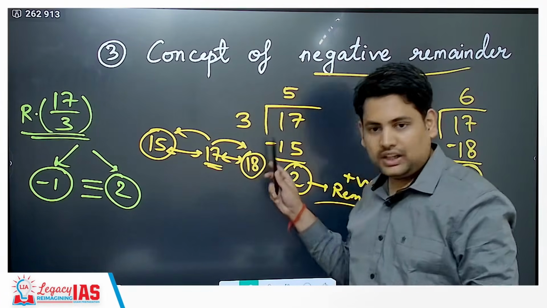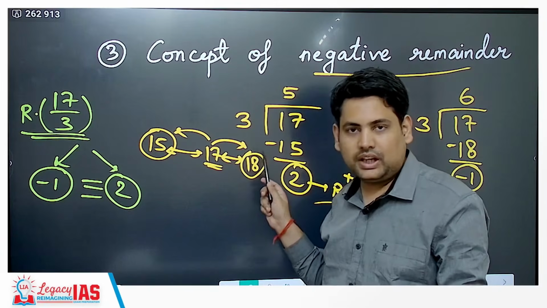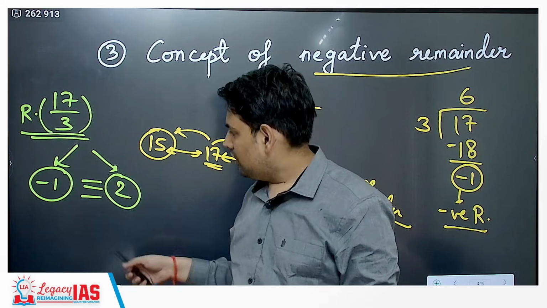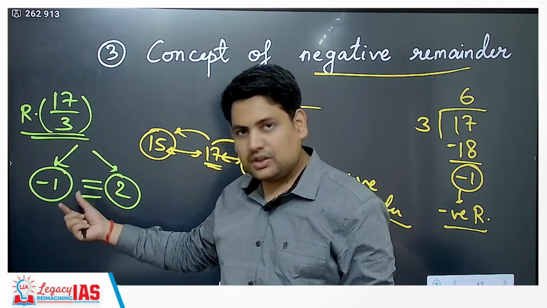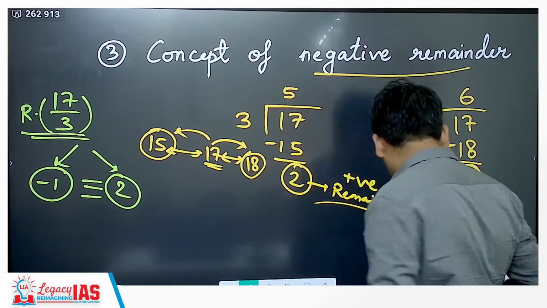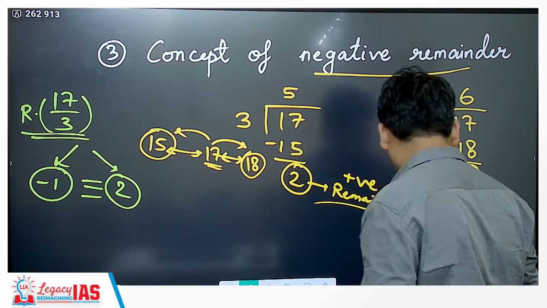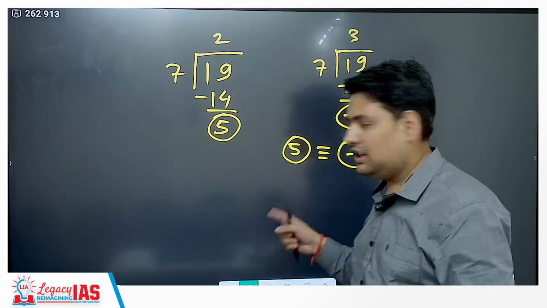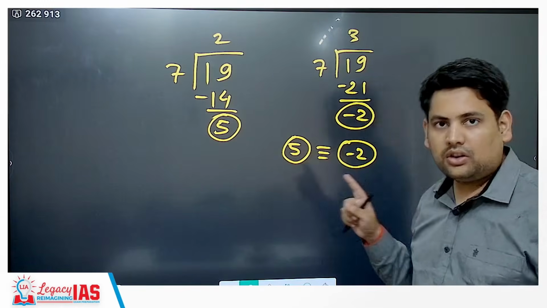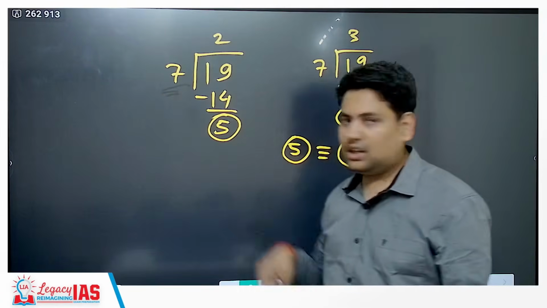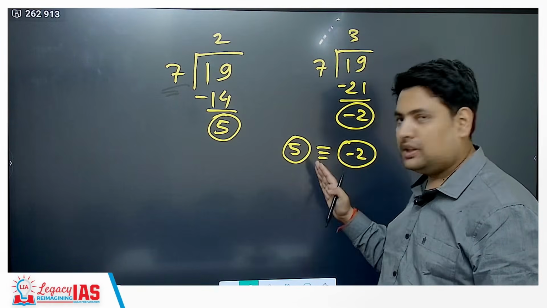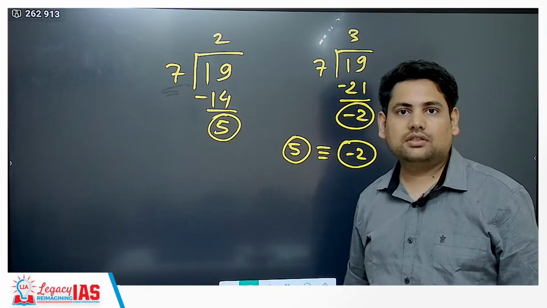See, when you were dividing a number by 3, minus 1 and 2 were equivalent. Now if you forget the sign, wasn't it 1 and 2? So 1 plus 2 made 3. Similarly, if you forget the sign here also, when you are dividing by 7, the remainders you are getting are 5 and minus 2. Forget the minus sign. 5 plus 2 is 7. Correct?